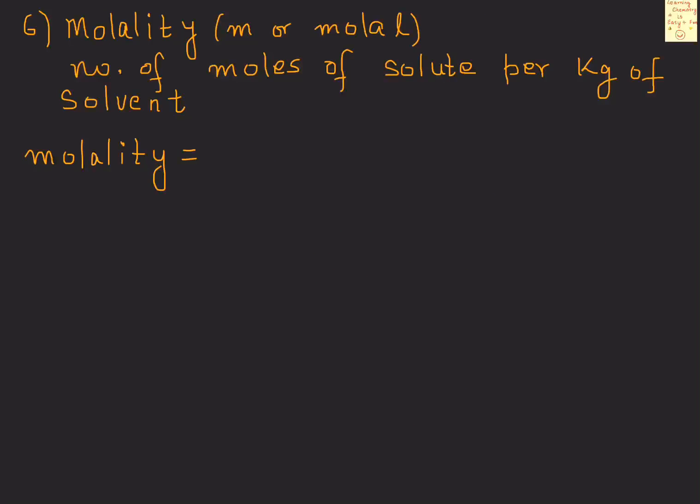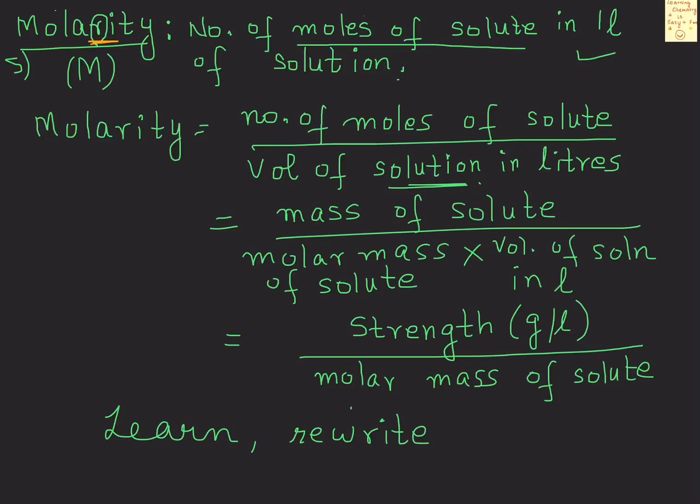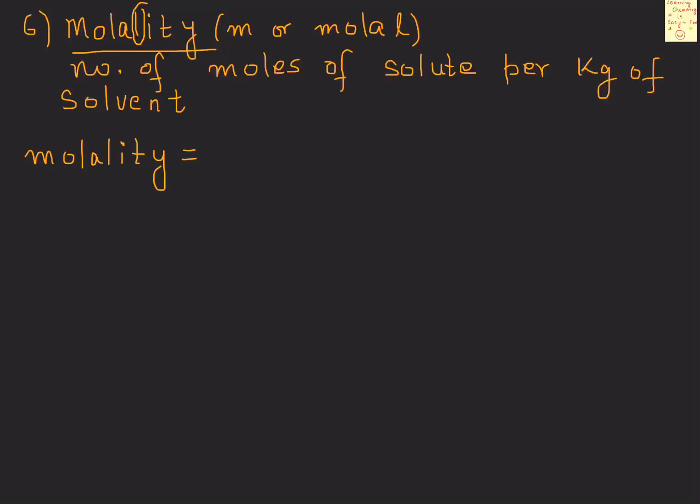Continuing with our sixth term for expressing concentrations of solution, molality, which is written as small m or molal. Understand the difference. It's M-O-L-A-L-I-T-Y, not M-O-L-A-R-I-T-Y that we had in the previous definition. It's molality, and we express it as molal or small m.